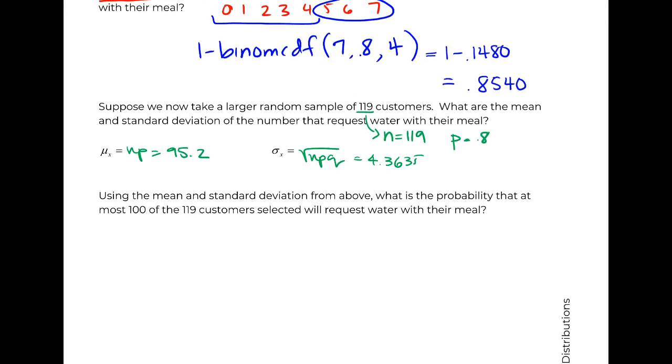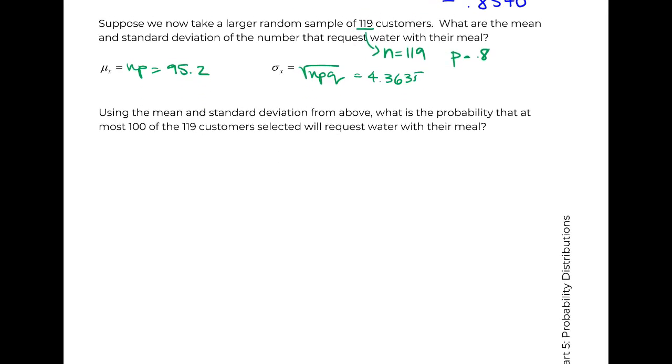Then the last question here, which as I said, on the exam, it'll just say using the normal approximation. It won't have these steps helping you along the way. It says using the mean and standard deviation from above, what is the probability of at most 100 requesting water? So since we're using that mean and standard deviation, that means we've got to be using the normal distribution that's going on underneath the surface here, right?